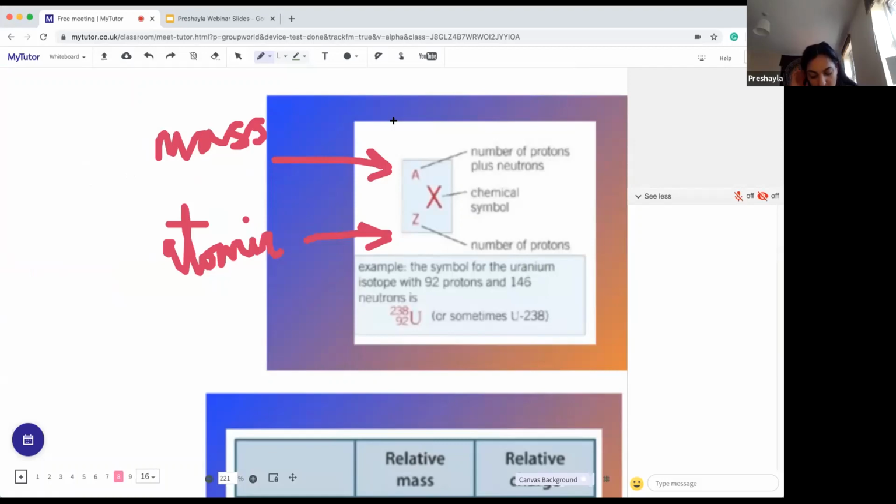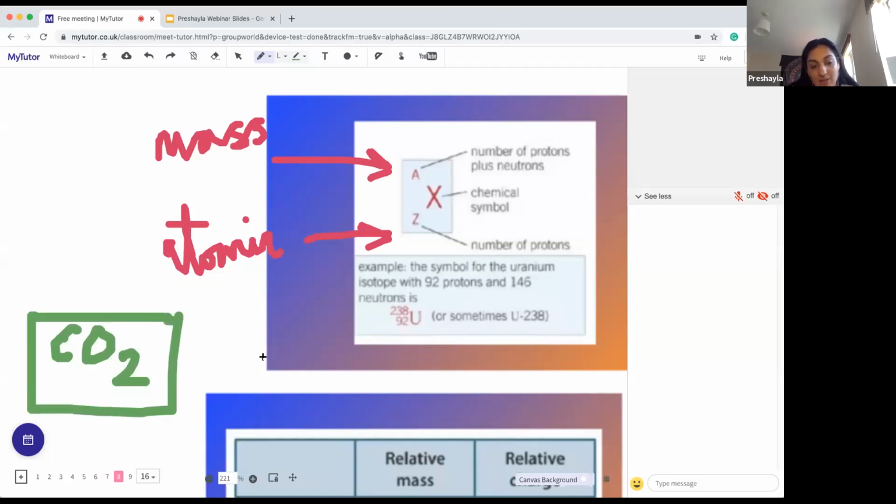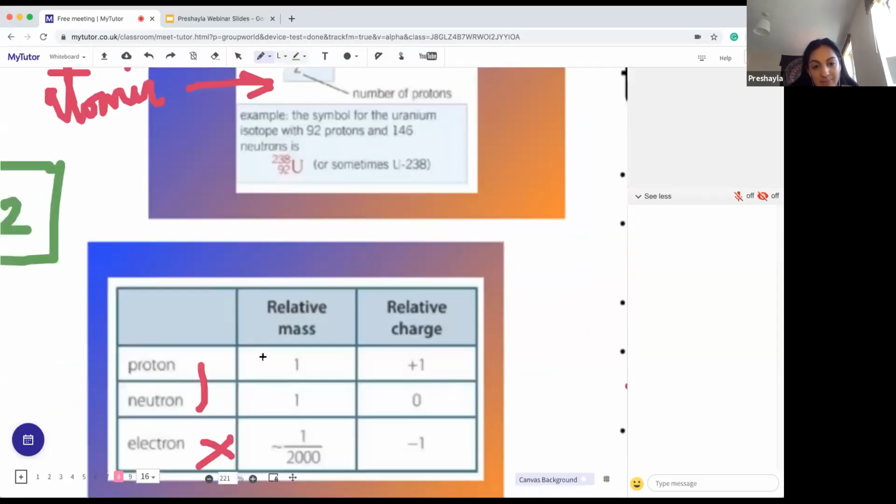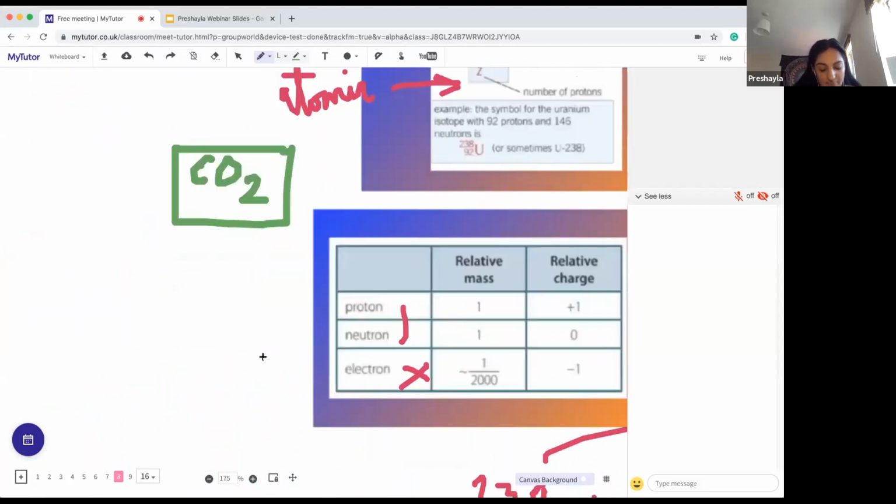Is carbon dioxide an isotope of carbon? Okay, interesting question. Not quite. Carbon dioxide is a mixture of carbon and 2 oxygens. So carbon dioxide, the chemical symbol for that is CO2, because there's 2 oxygens, dioxide, and carbon. So carbon dioxide is a mixture of 2 elements within itself. It's not an isotope of carbon, but there are isotopes of carbon.